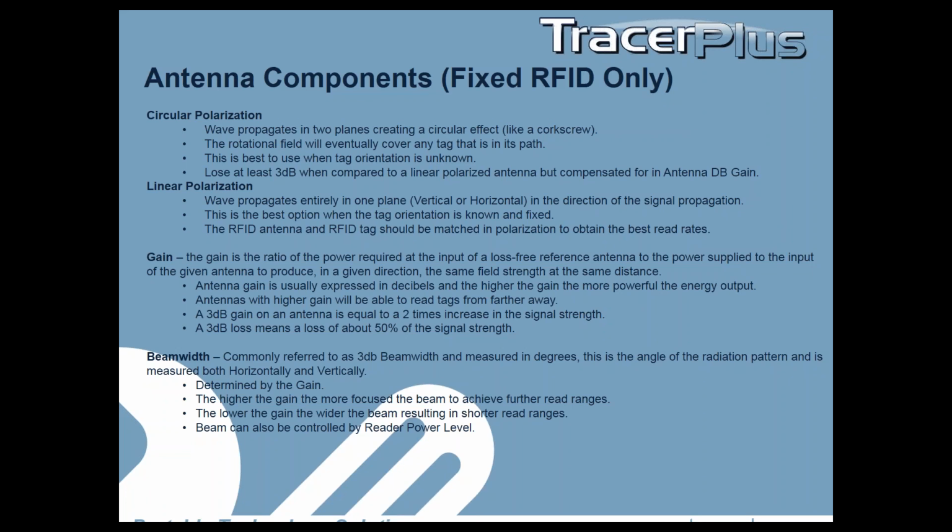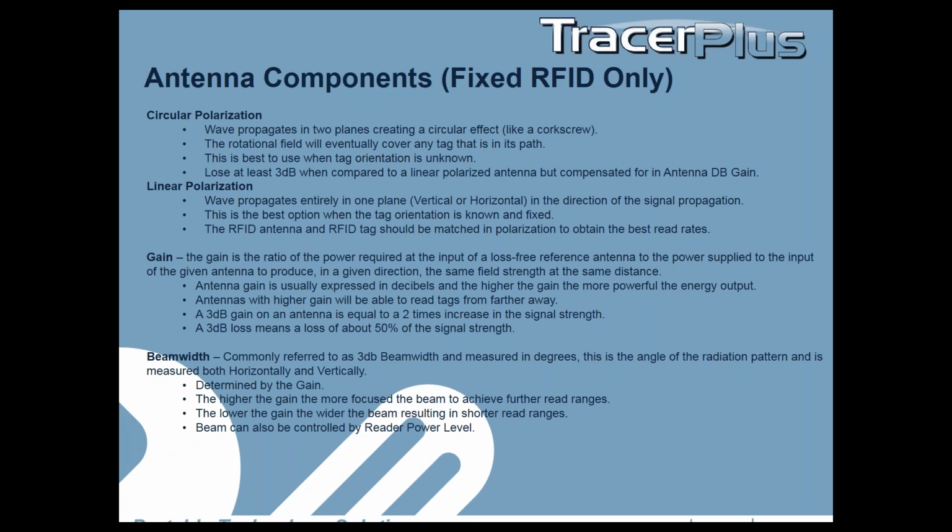So beam width is typically determined by the gain. The higher the gain, the more focused the beam will be to achieve further read ranges, so the narrower the cone. The lower the gain, the wider the beam, resulting in shorter read ranges, but you'll also be able to capture things that are in a closer range, but maybe spread out further.